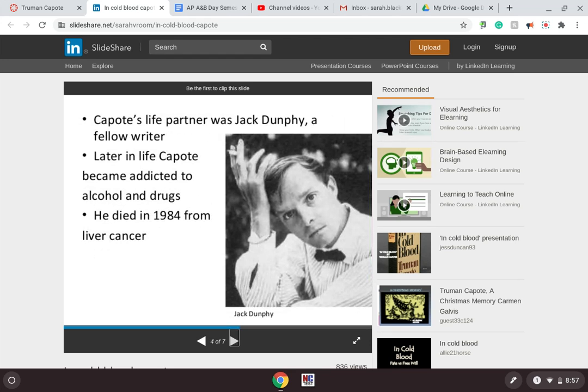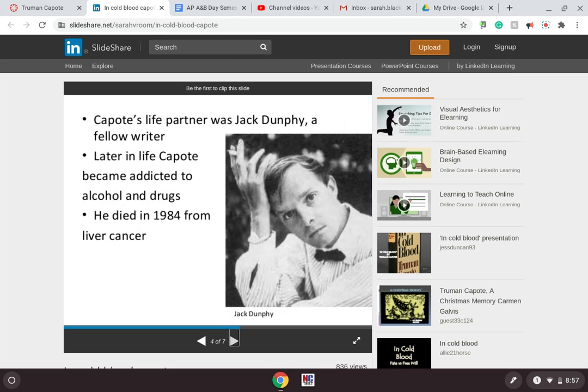So Capote, for most of his life, was romantically involved with Jack Dunphy, who was also a fellow writer. Jack was very different from Truman, much more introverted, much more quiet, much less of a partier, and didn't crave attention in the same way that Truman Capote did.